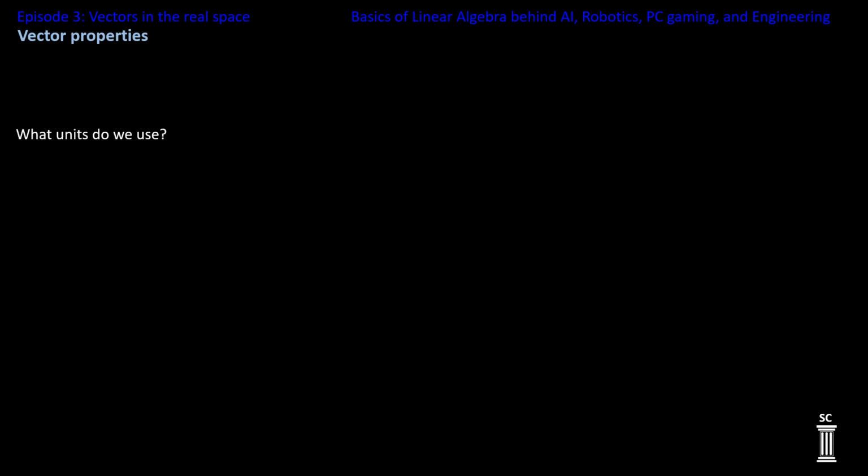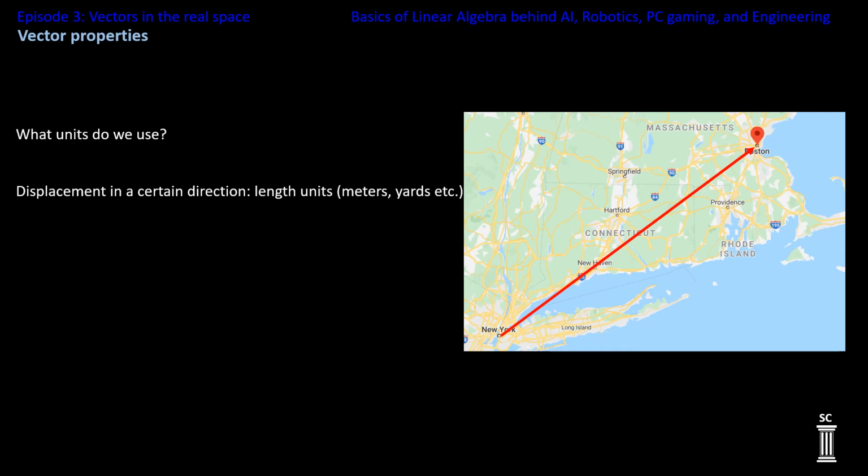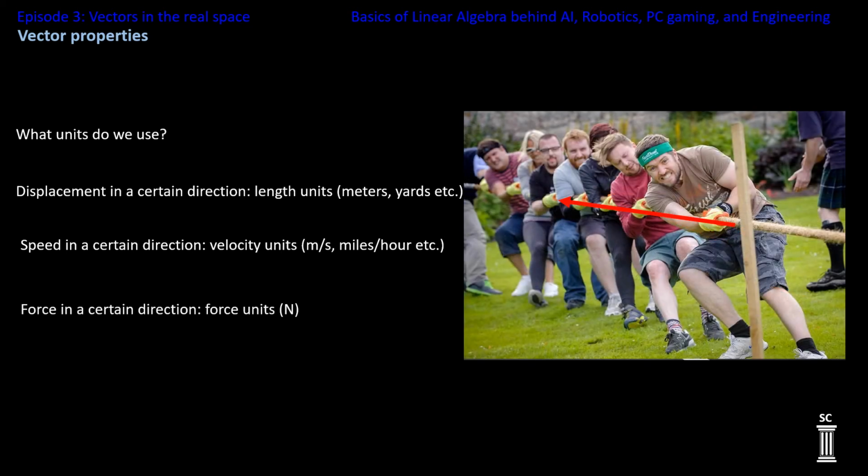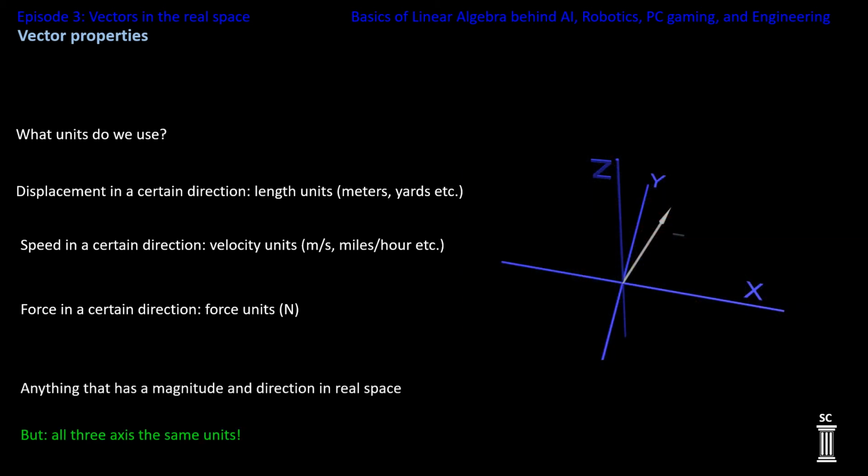So, what units do we use? Well, that depends. If you're talking about displacement from a certain point of reference, then we're talking about length units. Meters, yards, miles, etc. When we're talking about speed in a certain direction, then it's velocity units, for instance meters per second, miles per hour, etc. When we're talking about force in a certain direction, then it's force units, like newtons. It can be anything that has a magnitude and a direction in the real space.